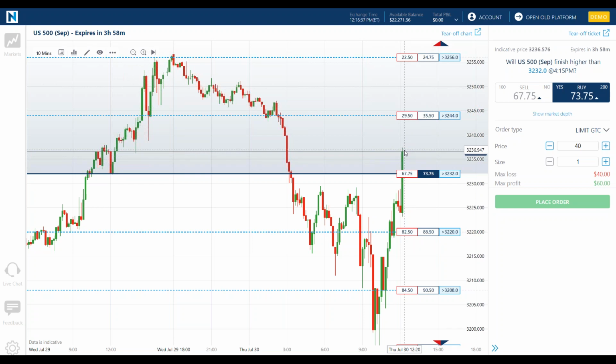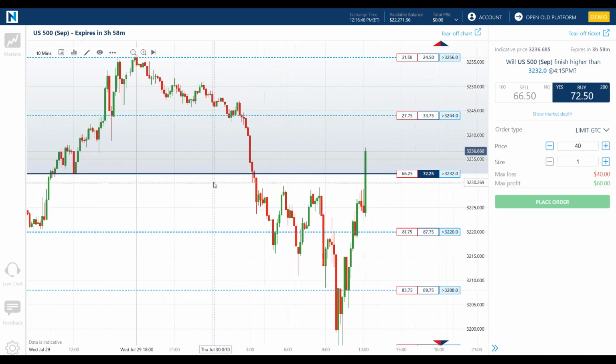Now, the probabilities for these different settlement prices will change as time goes on and as the price of the underlying moves. I mean, that was amazing that we just saw that little move, but you saw how the probability went from 40% to 70% pretty quickly. And again, this is the price the market is saying, this is the probability that it will settle above there at the end of the day.